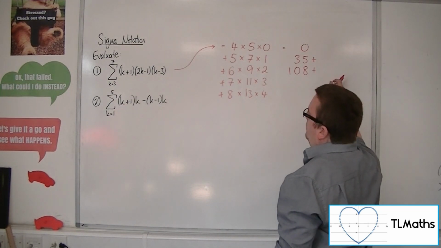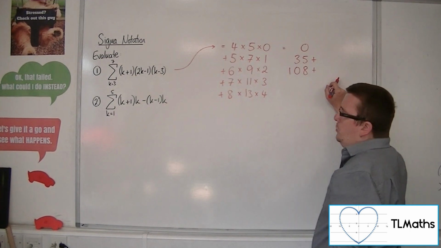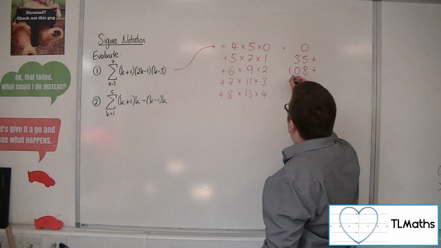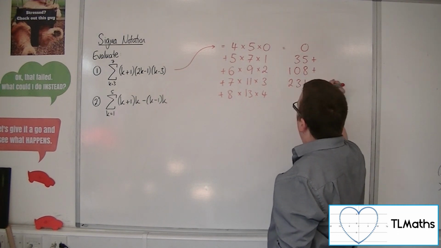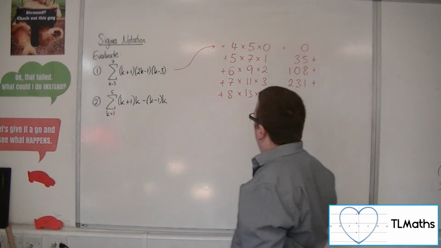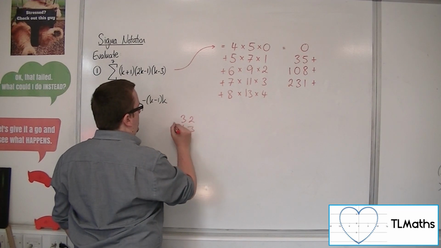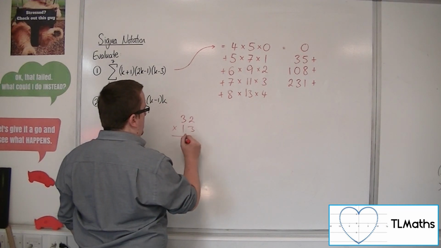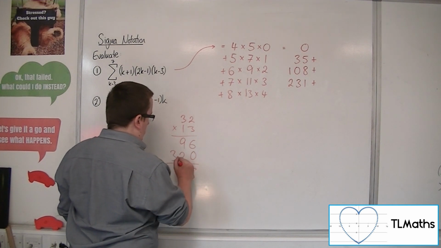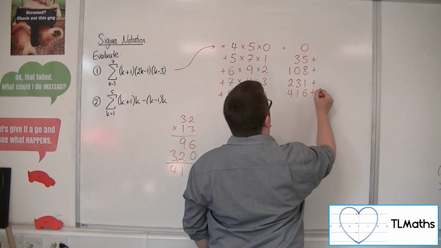Now we've got 7 times 11 times 3. So 3 sevens are 21, so 231 for that. And then 8 times 13 times 4. Well, 4 eights are 32. 32 lots of 13, so 416.